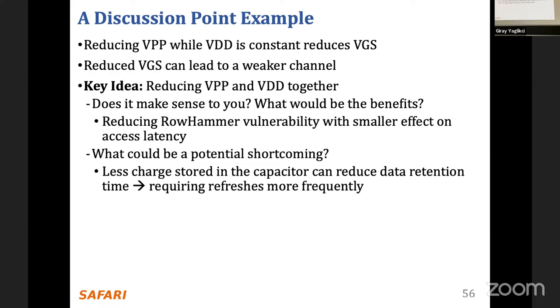So a potential shortcoming, another one than what you said, is that when we reduce VDD, now we put less charge on the capacitor, because if you remember, the charge in the capacitor is Q, the voltage times the capacitance, right? The capacitance is based on the physical properties of the capacitor, it doesn't change. You reduce voltage, you put less charge. When you put less charge, that charge will last shorter in the DRAM cell because it's volatile, it will leak out. And you might need a higher refresh rate. So this can also come at a performance and energy cost.